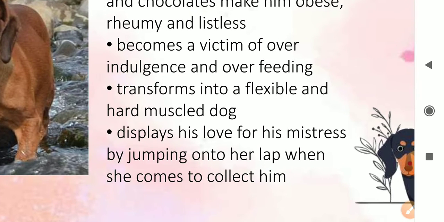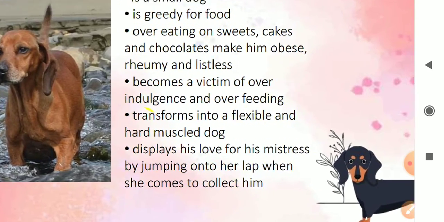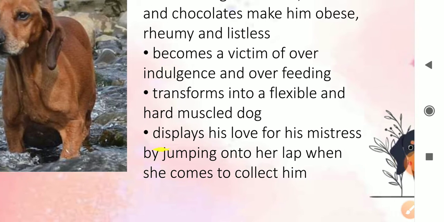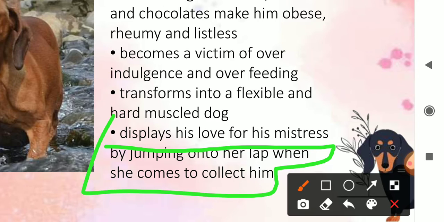Now Tricky displays his love for his mistress by jumping onto her lap when she comes to collect Tricky at the doctor's center, Mr. Harriott's center. Remember, this is the last point that we can understand in the story. When Mrs. Pomfrey comes to receive the dog from the doctor, Tricky jumps on her and shows his love for his mistress.